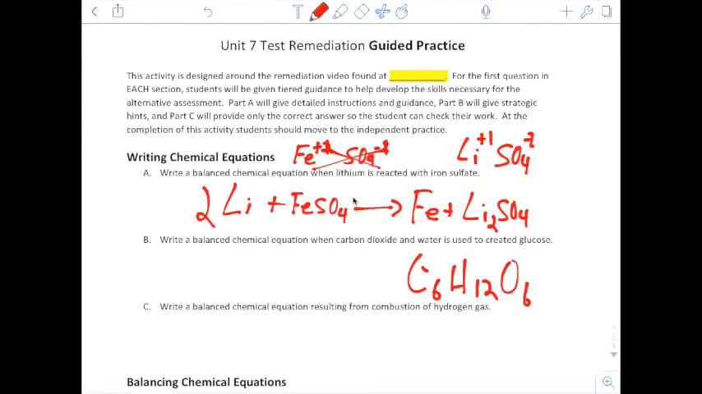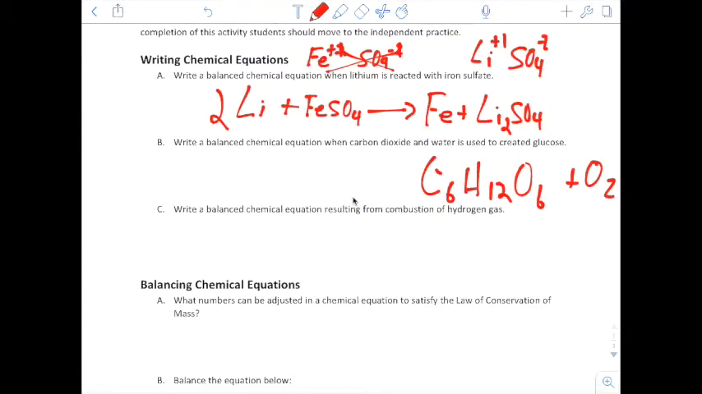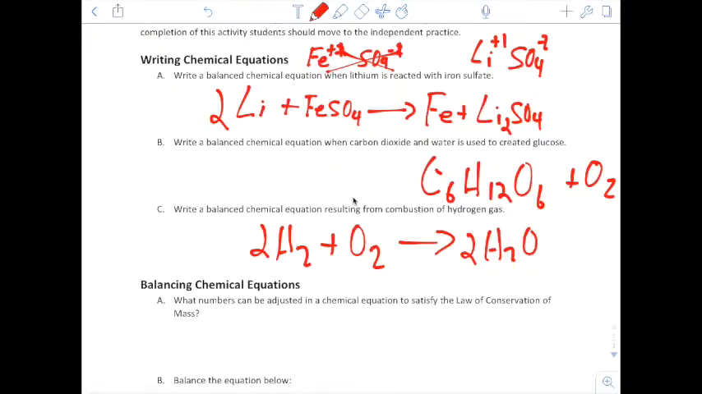It will also create oxygen gas. So there'll be a little bit of O2 over here. It's O2 because it's a diatomic. So see if you can write the rest of that out. And then C says write a balanced chemical equation resulting in the combustion of hydrogen gas. The answer to this is just 2H2 plus O2 produces 2H2O. See if you can work that out step by step and figure out how I did that one.